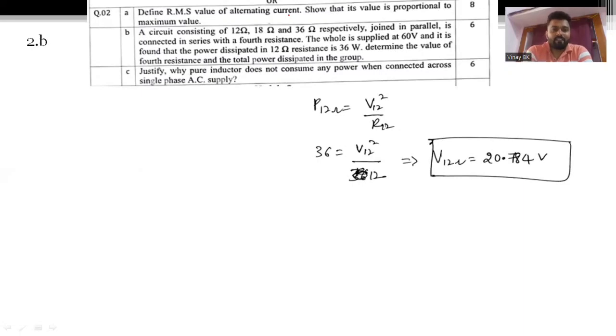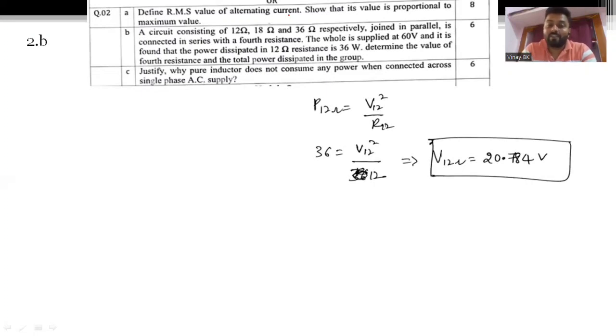So 2B is a simple problem. Just look here: a circuit consisting of 12 ohm, 18 ohm, 36 ohm respectively joined in parallel. Means there are three resistors called 12 ohm, 18 ohm, 36 ohm. They are connected in parallel and this combination is connected in series with a fourth resistance. Remember, the value of the fourth resistor is not given. That is nothing but R.